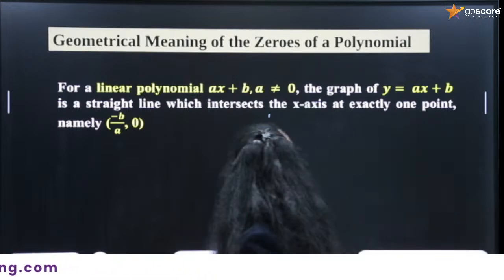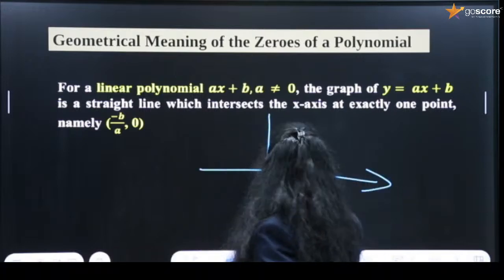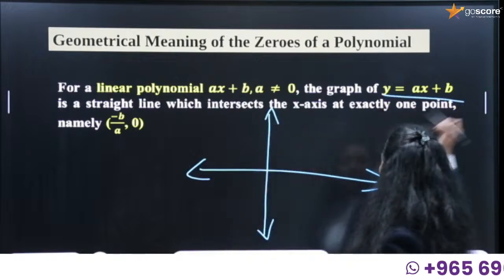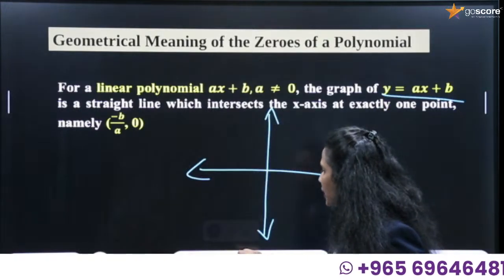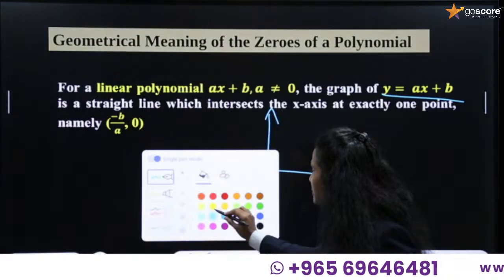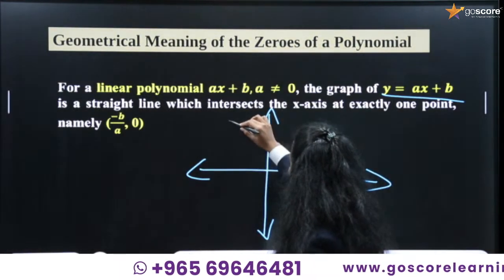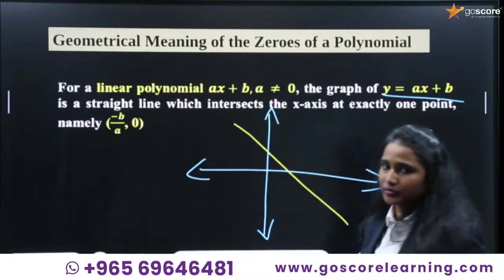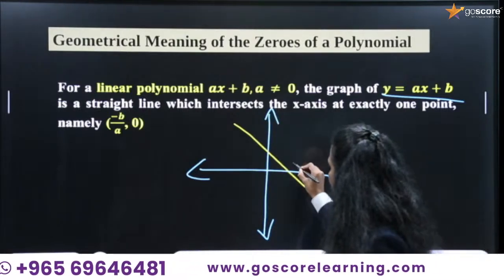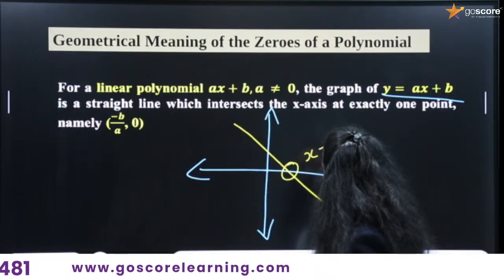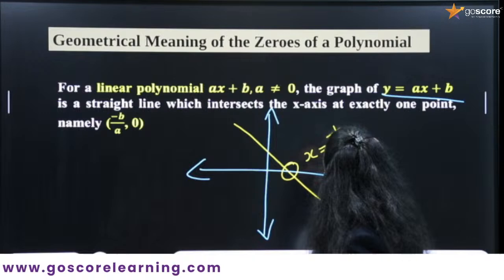So, whenever we have a linear polynomial, we have to draw a graph of y equal to ax plus b. It will be a line, since a linear graph is a line. So it will definitely intersect the x-axis. Then that x-coordinate will be minus b by a. That's for sure.